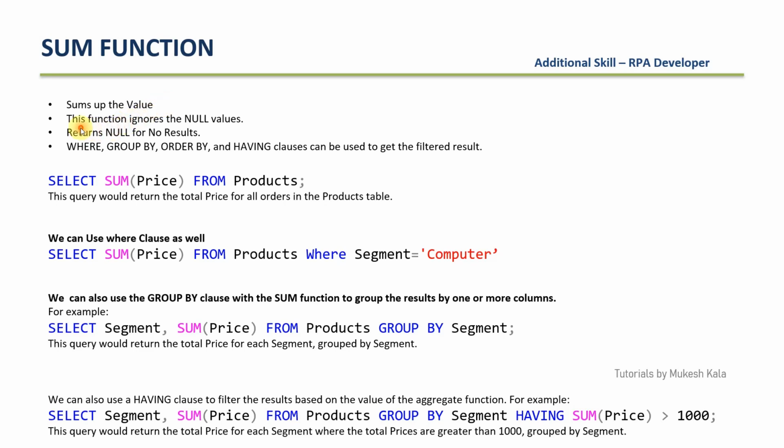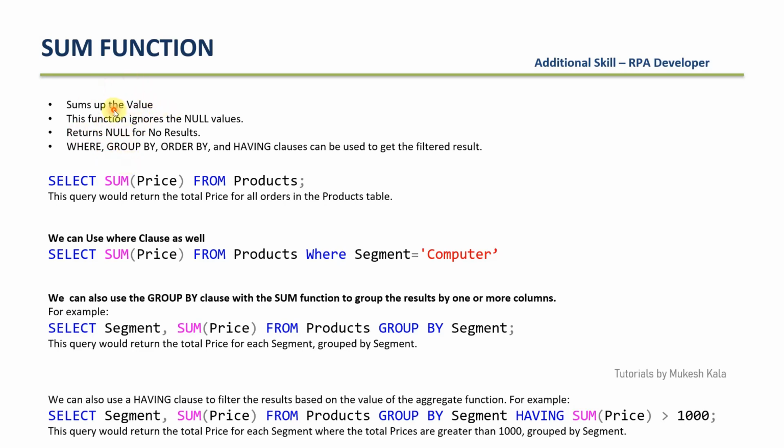Point to remember here: this function ignores the null value, and when there is no result, you will get null from the database. These are the 3 points which you need to remember about what exactly a sum function is. It is used to sum the value, it ignores the null, and when there is no result, you will get null as a return, right?